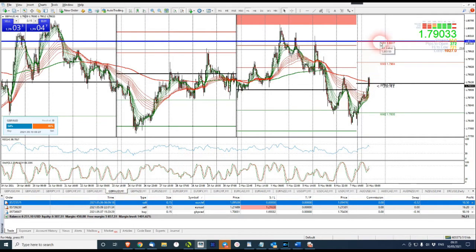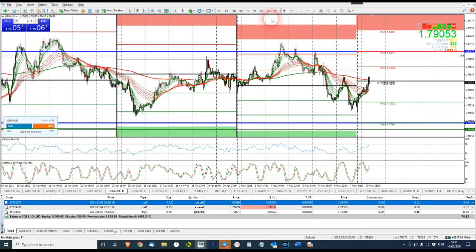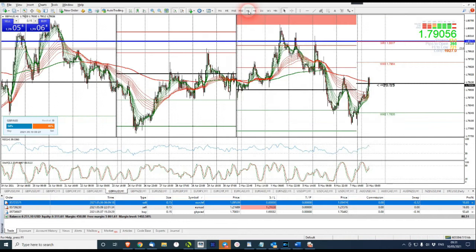Should we get up here, it won't be today, probably not even tomorrow, but maybe Wednesday, we should see price up here. Alternatively, if it does move down to WS1, we have again got support here at WS1. So both these lines are very active. Keep your eye out for these levels for this week.